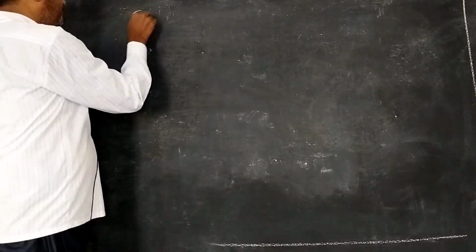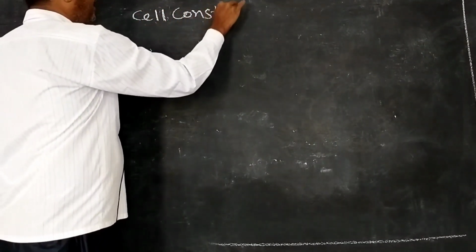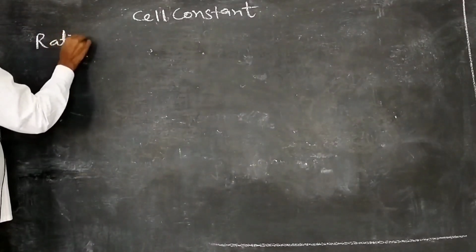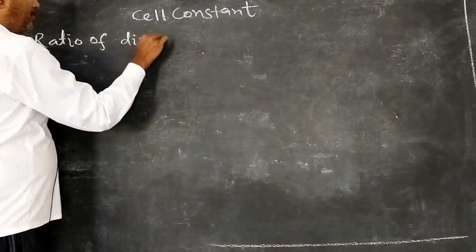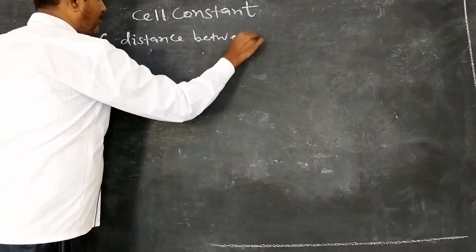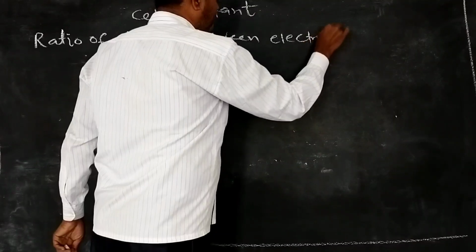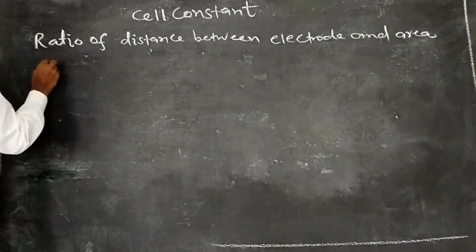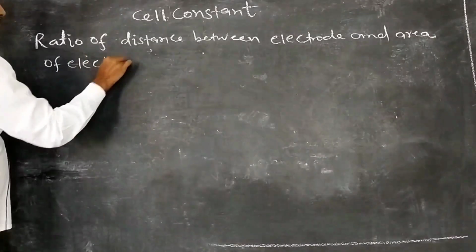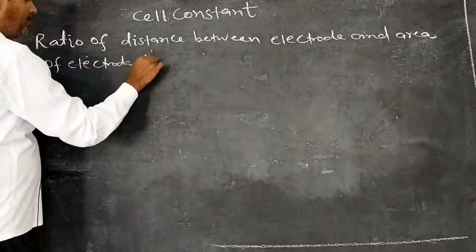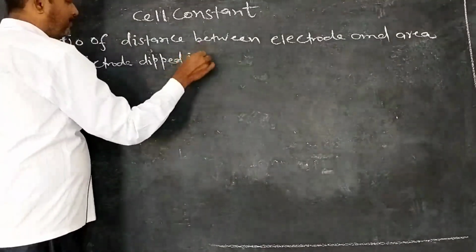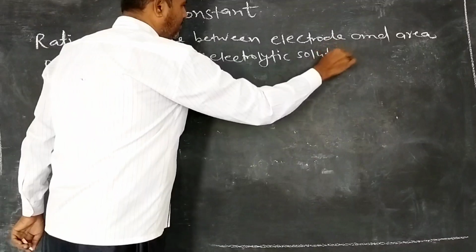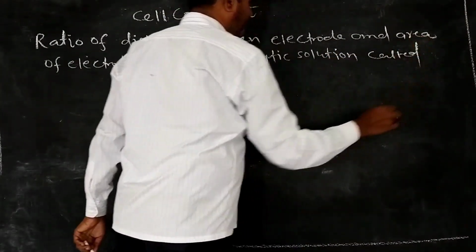Cell constant. The ratio of the distance between the electrodes and the area of the electrode dipped in the electrolytic solution is called the cell constant.